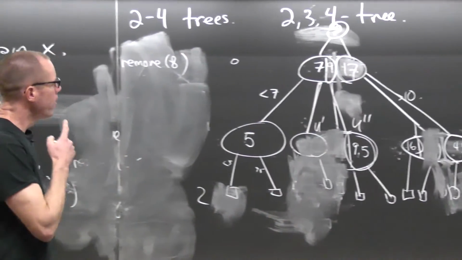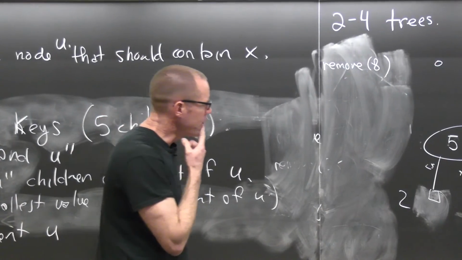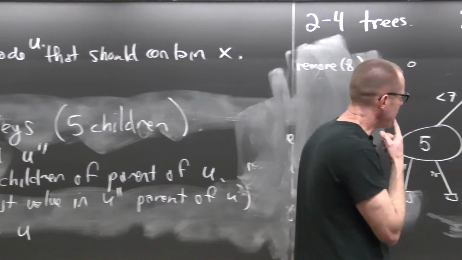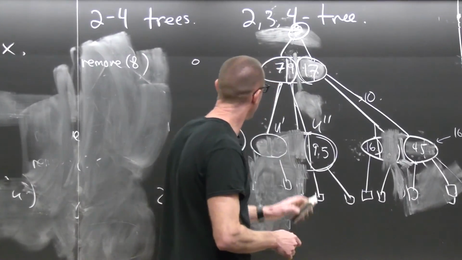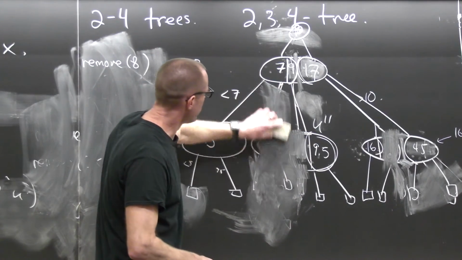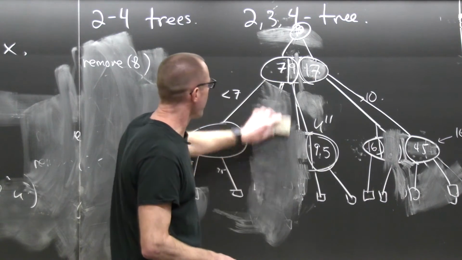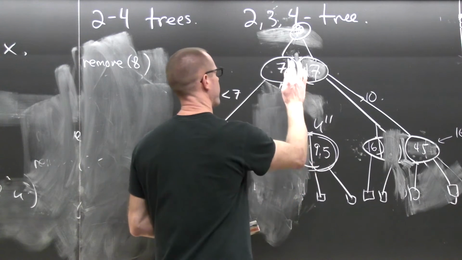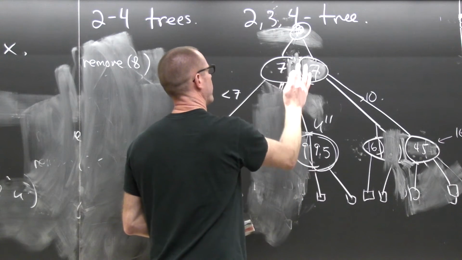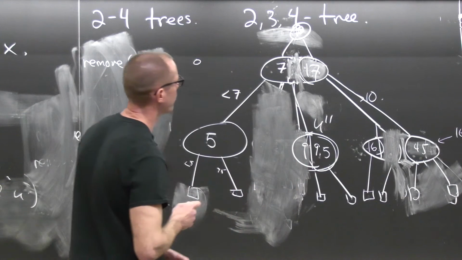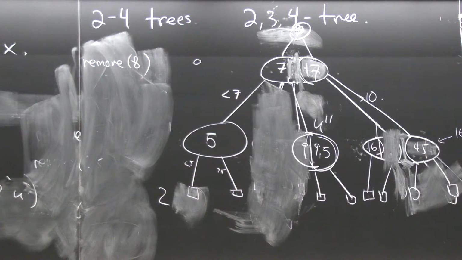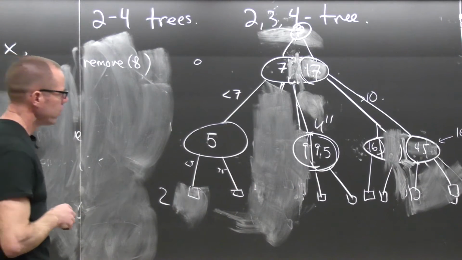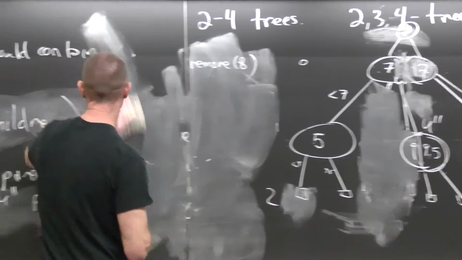So let's see what we can do here. In this case, maybe the best thing to do is we get rid of this thing and we put 9 down here. That's probably the easiest thing to do. So let's think about the general case.